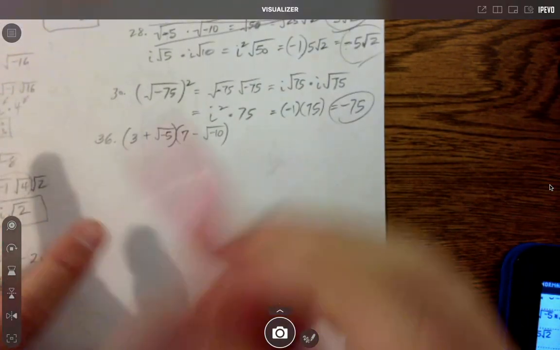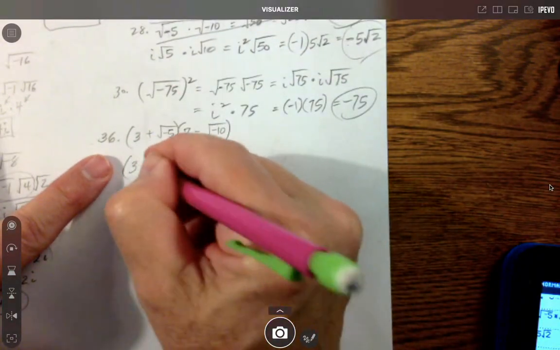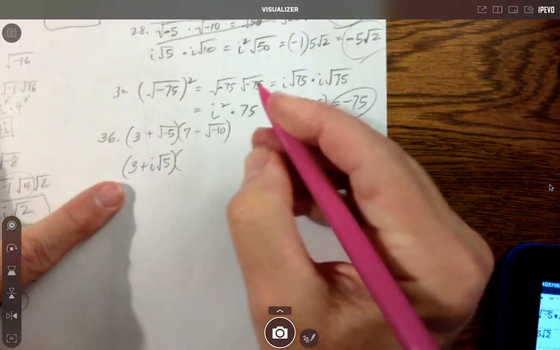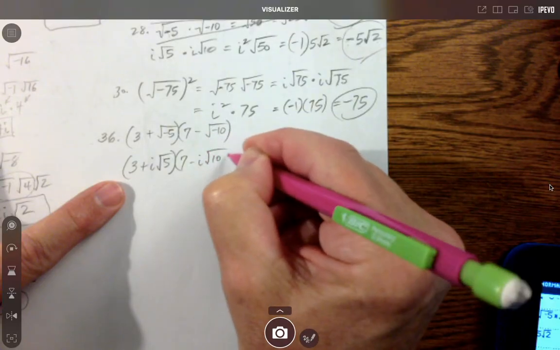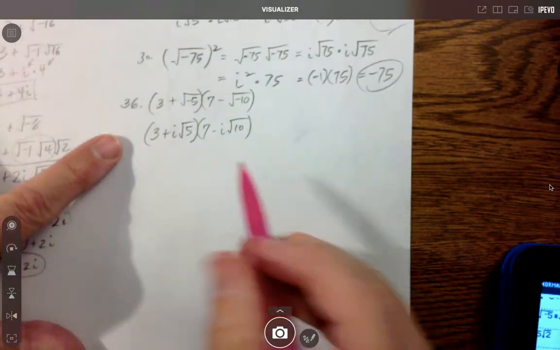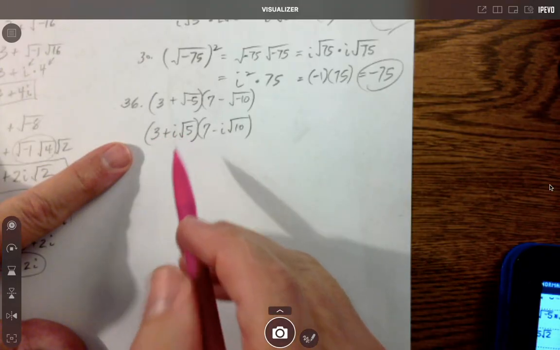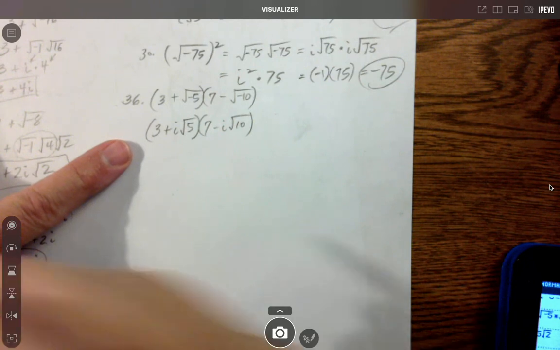Okay, so the first thing I'm going to do is I'm going to pull out those negatives as i, so this will be 3 plus i square root of positive 5. And this will be 7 minus i square root of positive 10. All right, now because we're multiplying, well, we can think of these as binomials. They're not polynomials, but the pattern's the same.